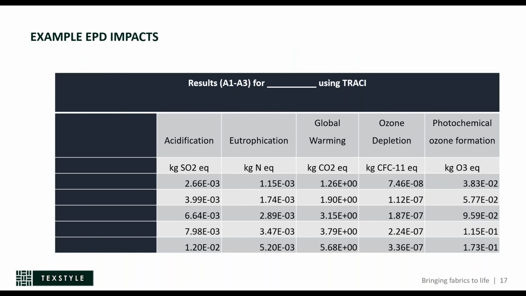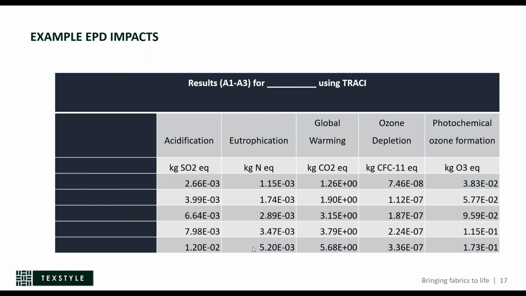And so here's an example. It would say results for A1 to A3. A1 is raw material, A2 is transportation, and A3 is manufacturing. And that's how they break it up in the EPD, so that you can see where your impacts are. And I didn't put a lot of impacts here because I didn't want you to get super confused. But here's the kinds of things that it's going to look at.